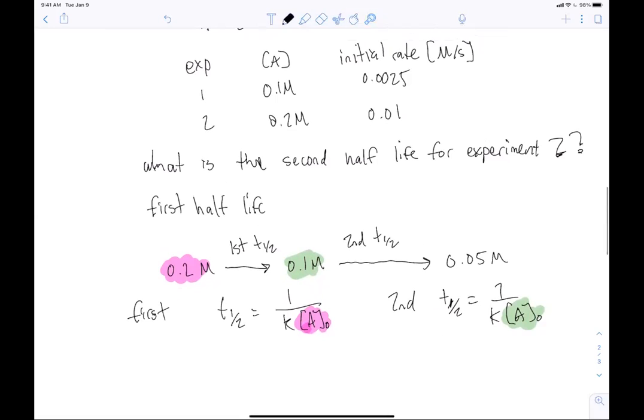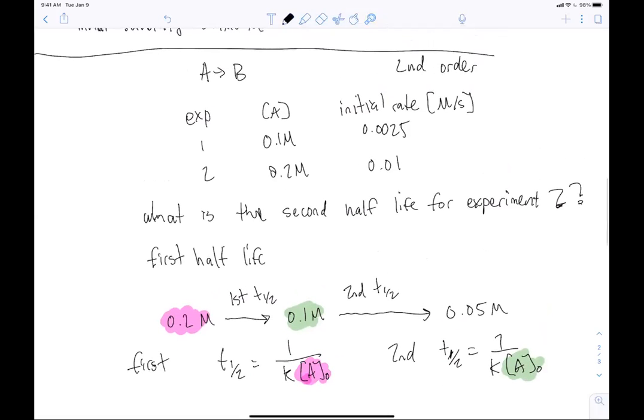I didn't go over how to calculate K here, but K comes out of, let's see, is it given? It's not given, but you can calculate it from one of these experiments. So we know that since it's a method of initial rates, K will come from the rate is equal to K times a squared.